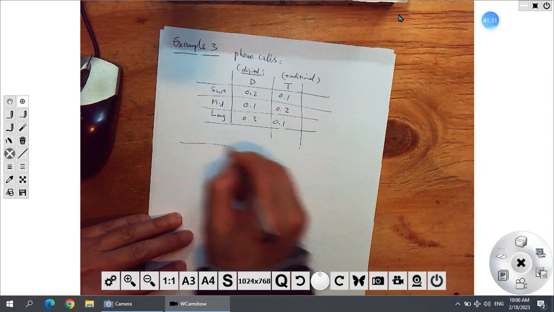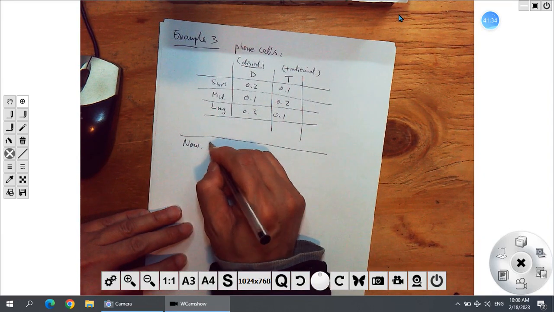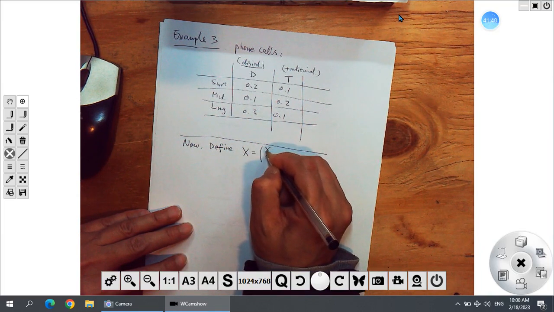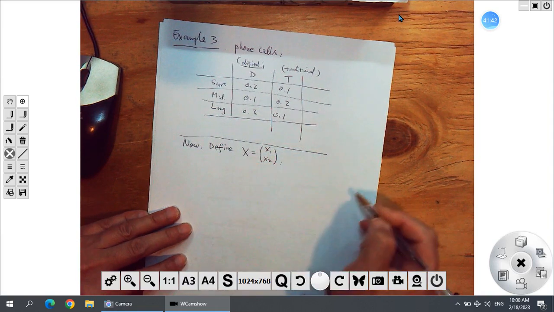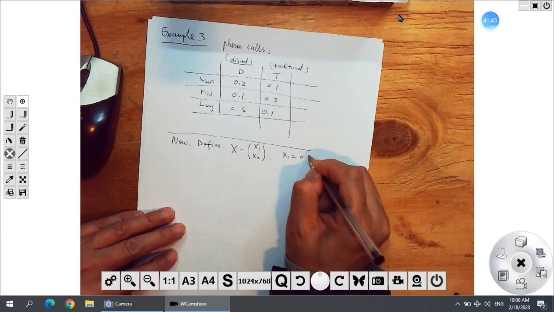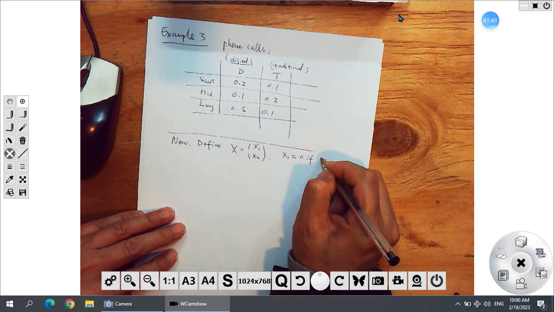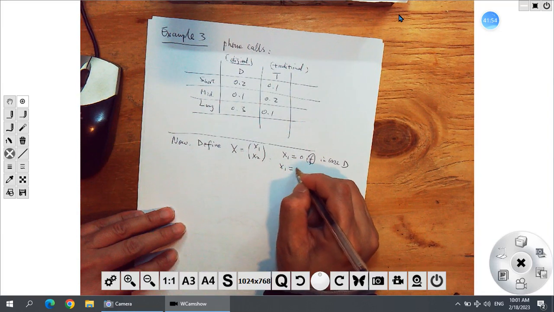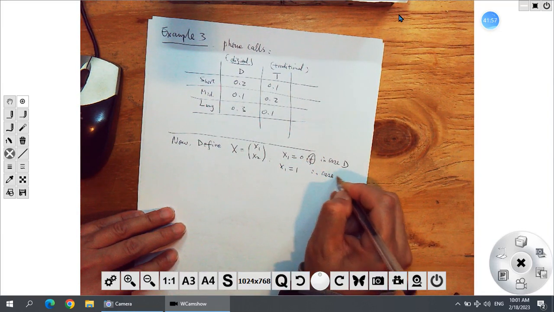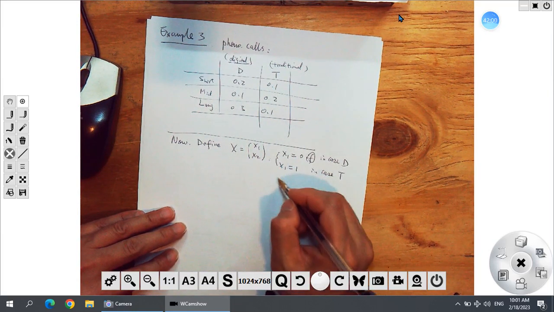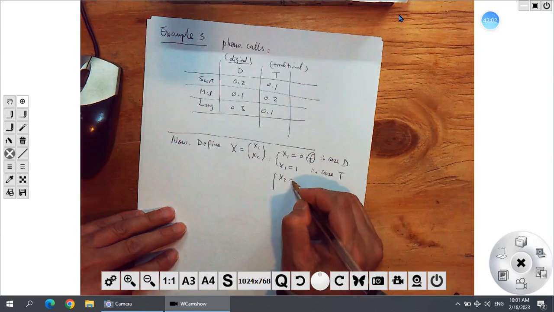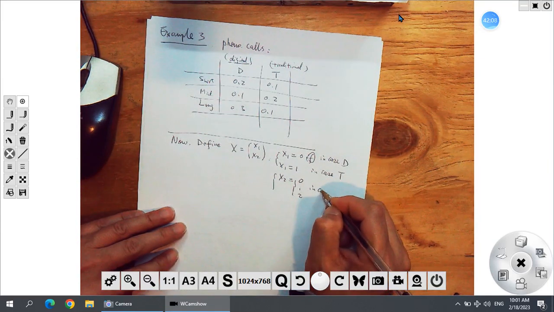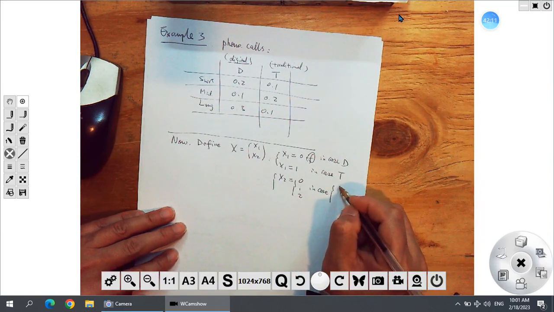Okay. Now define x equal to x1, x2. x1 equals 0 in case of d, and x1 equals 1 in case of t, and x2 equals, okay, I just write 0, 1, 2 in case of short, medium, long.